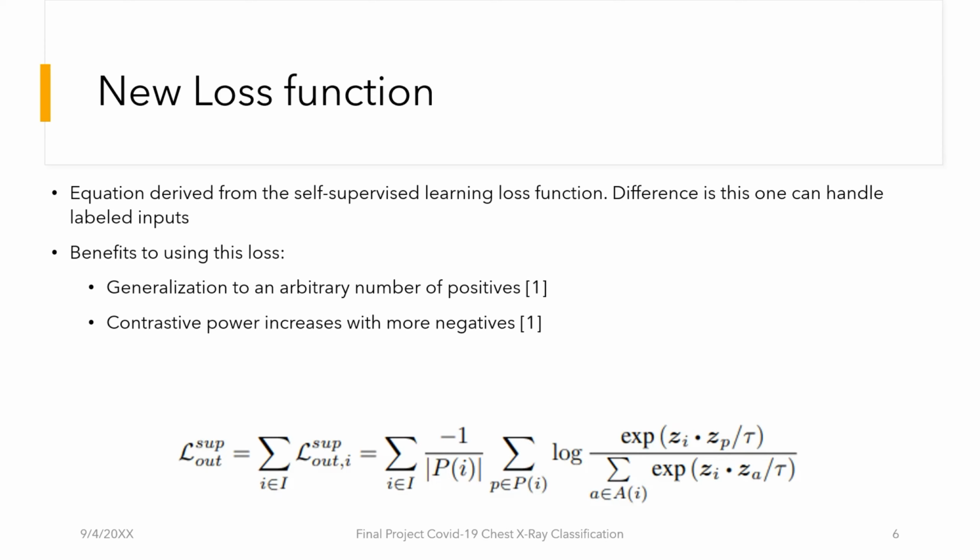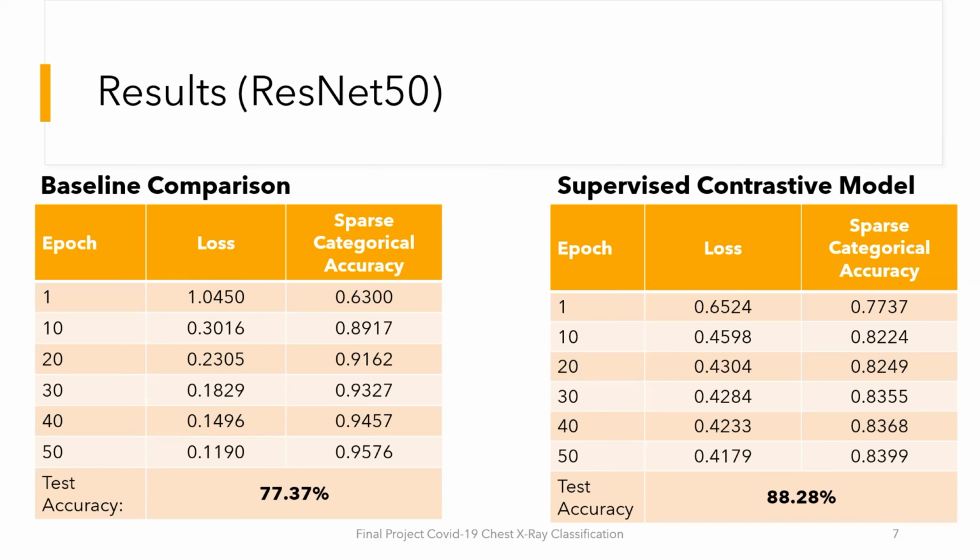And then here are my preliminary results. On the left side here, we can see the baseline comparison, which I trained for 50 epochs. This is the cross entropy loss, which decreased over 50 epochs. And then this is the sparse categorical accuracy, which increased as training went on. After training this model, which is just the baseline ResNet-50, I got a test accuracy of 77.37%.